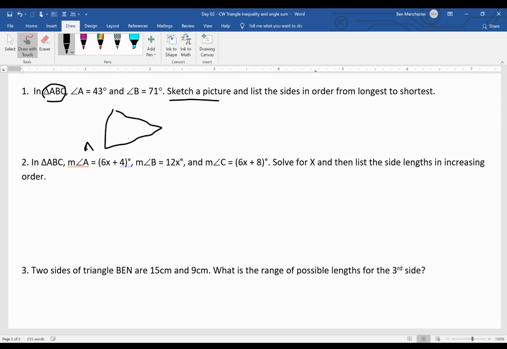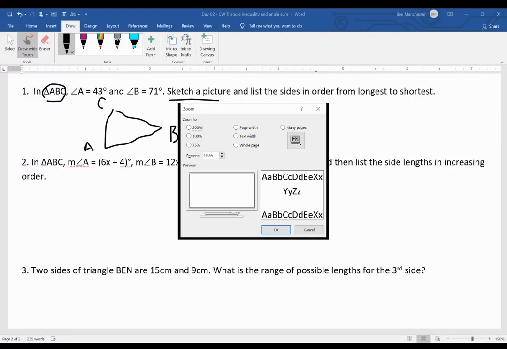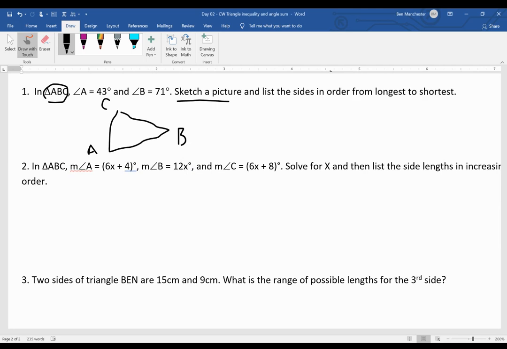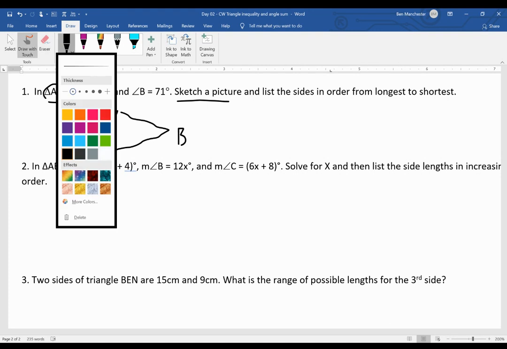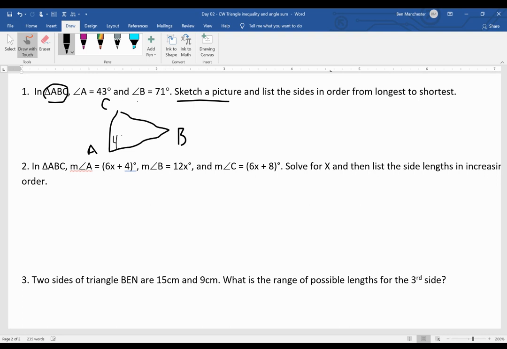So here's A, there's B, and let's call this C. Okay, so let's make it a little bigger. So A is 43 degrees. Ooh, that's not right at all. Let's see if I can erase that. Much better. Okay, 43 degrees for A. B is 71.